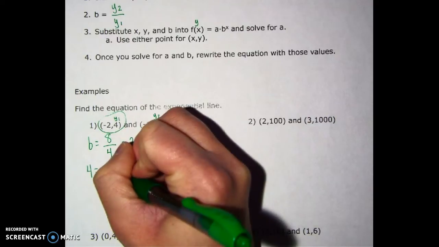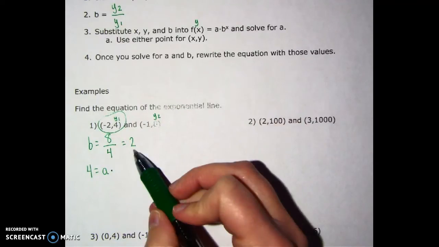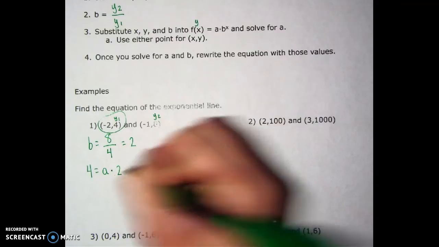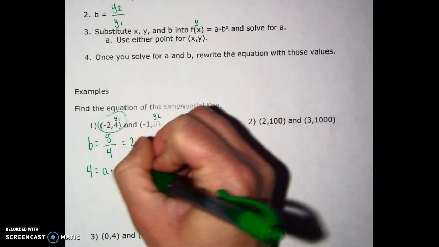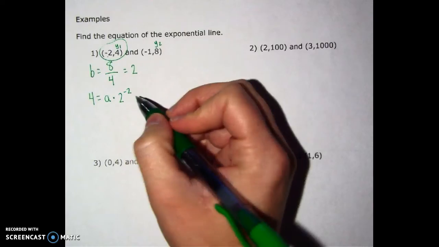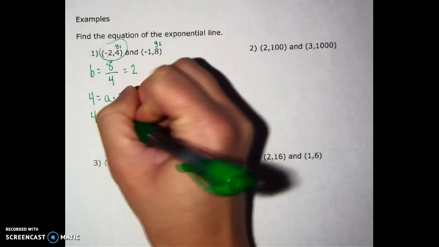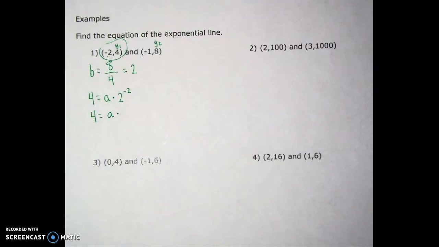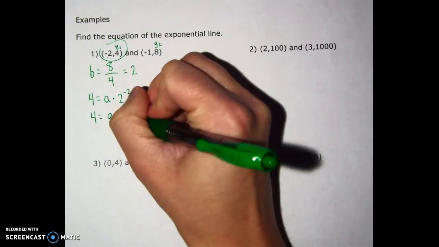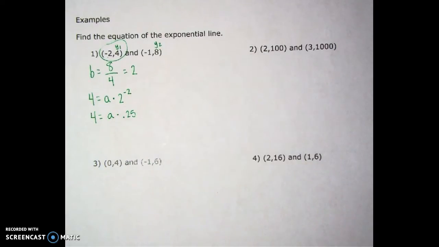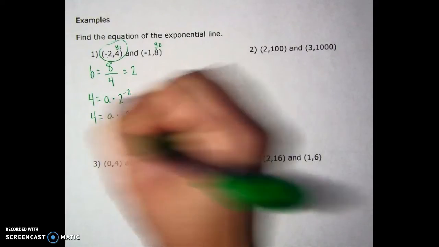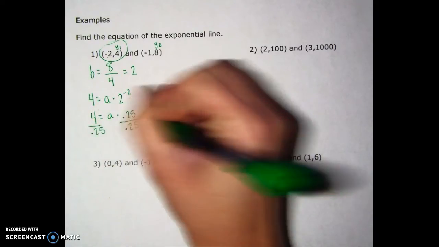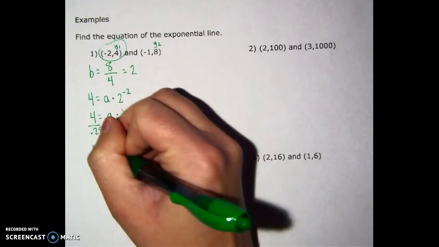That's what I'm solving for. b is this number right here, so that's 2. And x is that number right there, that's -2. Okay, then you solve it like a normal equation. So first I need to figure out what 2 to the -2 is. 2 to the -2 is 0.25, or 1/4, whichever you prefer. Now divide both sides by 0.25. 4 divided by that is 16.